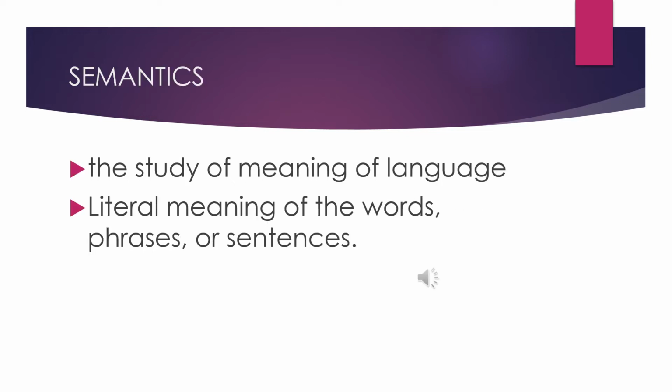Next one is semantics. Semantics is the study of meaning of language, or we can also say semantics is the literal meaning of the words, phrases, or sentences. For example, we can say, I saw a cat. That means you literally saw a cat. Or we can say a word like cap or hat. That means a thing that you put on your head. So that is the literal meaning of the words or phrases or sentences. Then we can call it semantics.